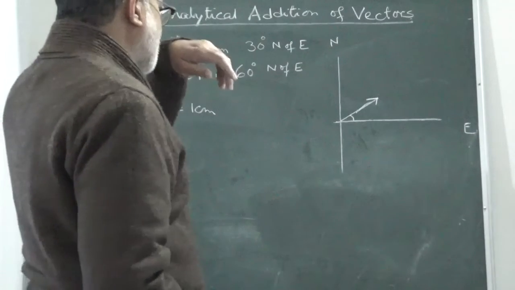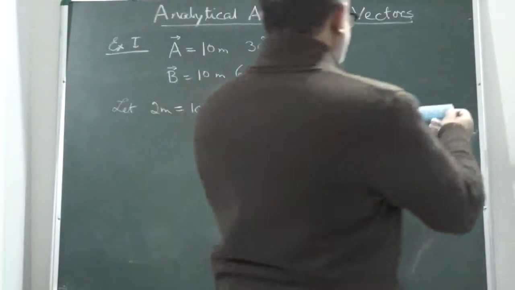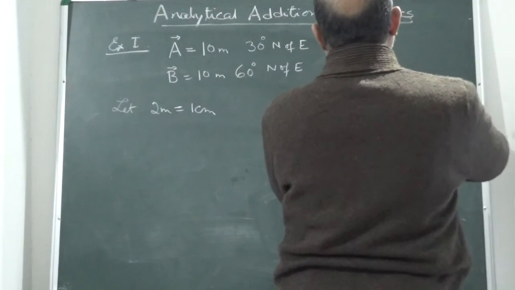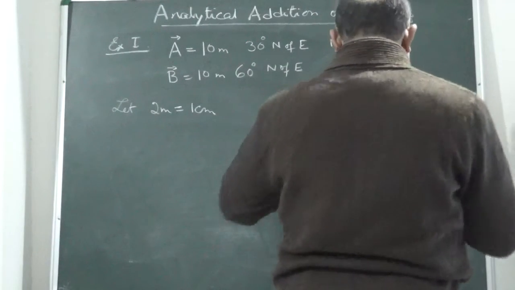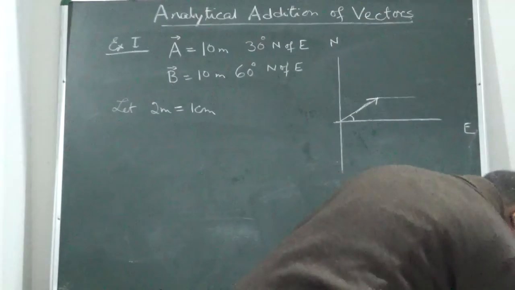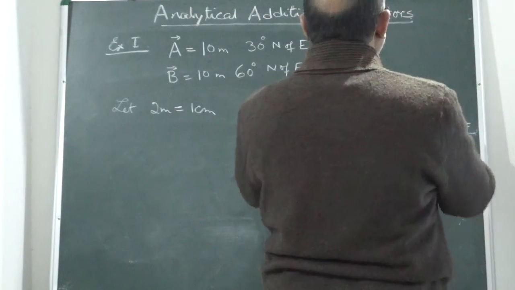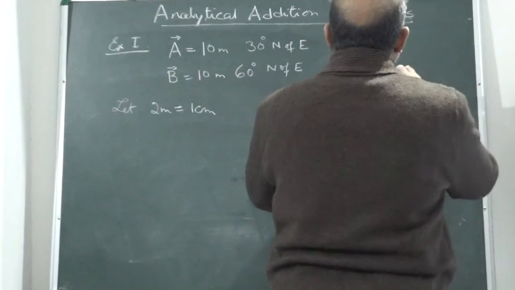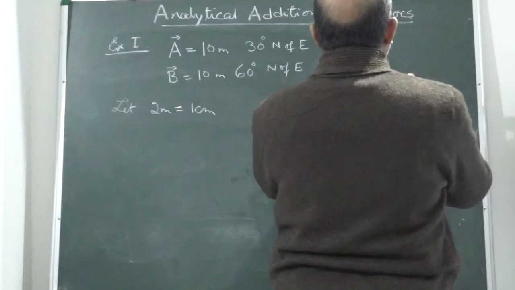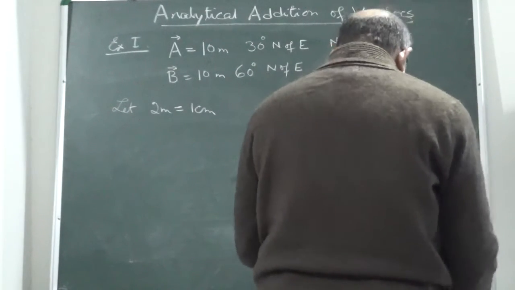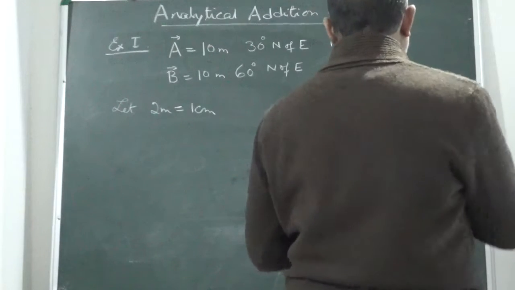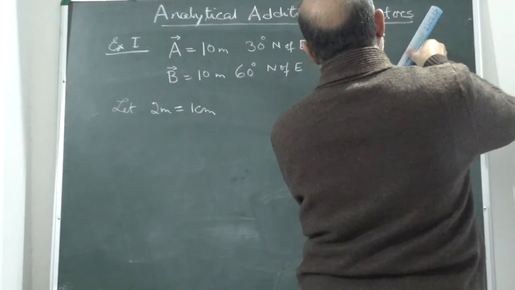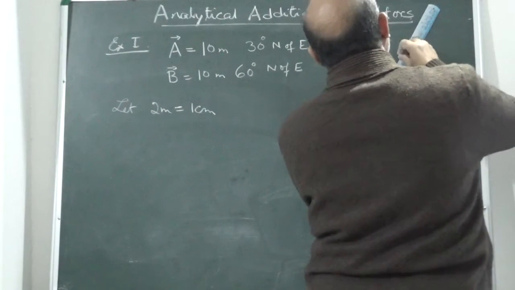Now the vector B, which is 60 degree north of east. From here we will draw vector B. From the east direction, we have to draw 60 degree from east towards north. So this is 60 degree, and you have to draw a 5 inch line here. It is like 10 meter.